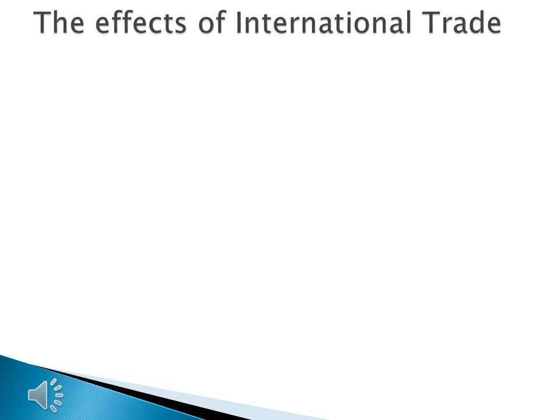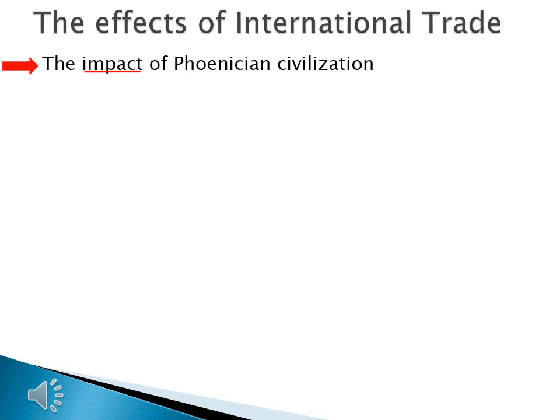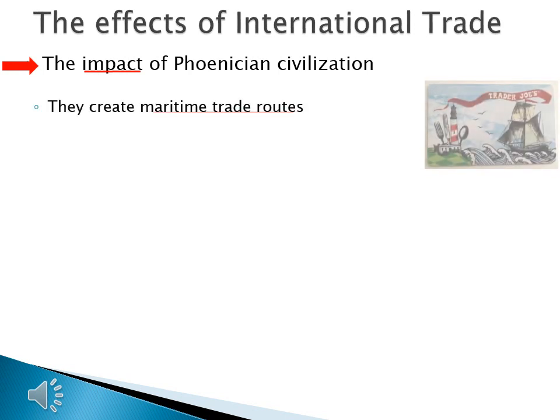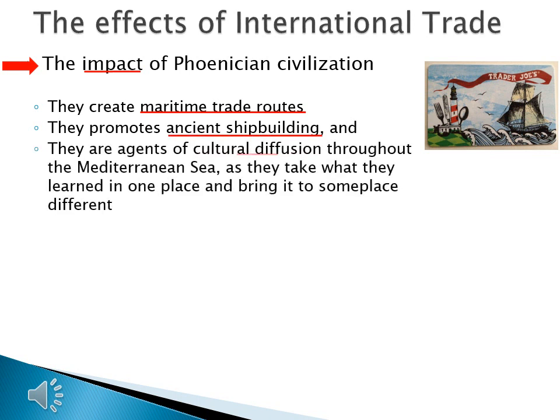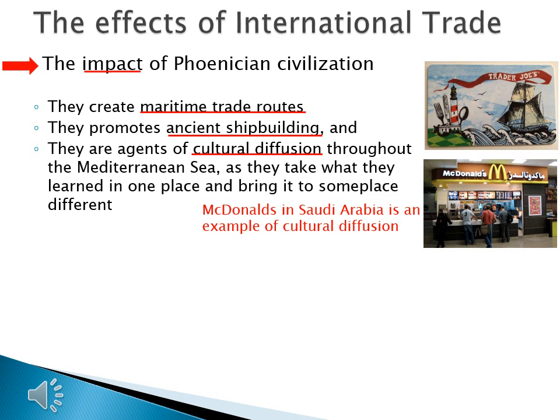The effect of international trade on people can be seen through the impact of the Phoenicians on their neighbors. The Phoenicians create maritime trade routes. They sail the same way over and over again to trade with neighboring civilizations. They promote ancient shipbuilding, and most importantly, they are agents of cultural diffusion throughout the Mediterranean Sea, as they take what they learned in one place and bring it to someplace different. A modern example of this is McDonald's, which is a cultural icon in Saudi Arabia.